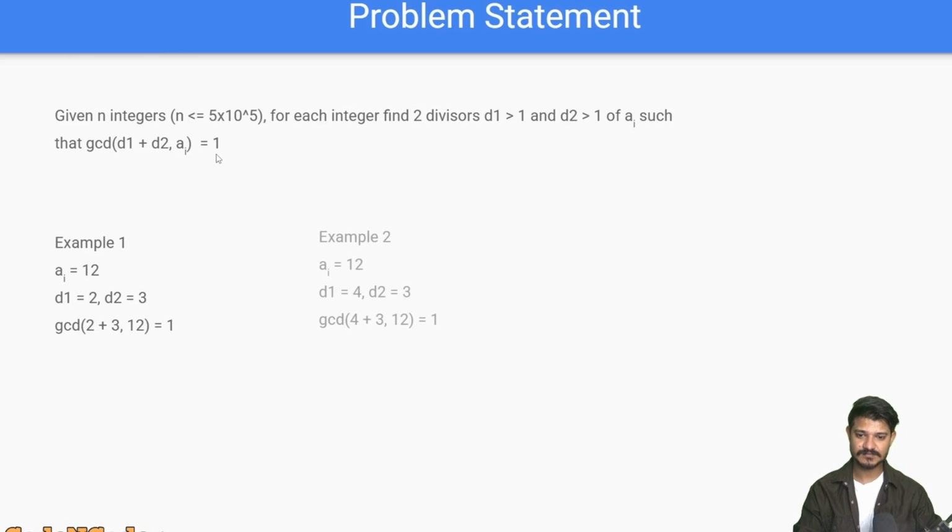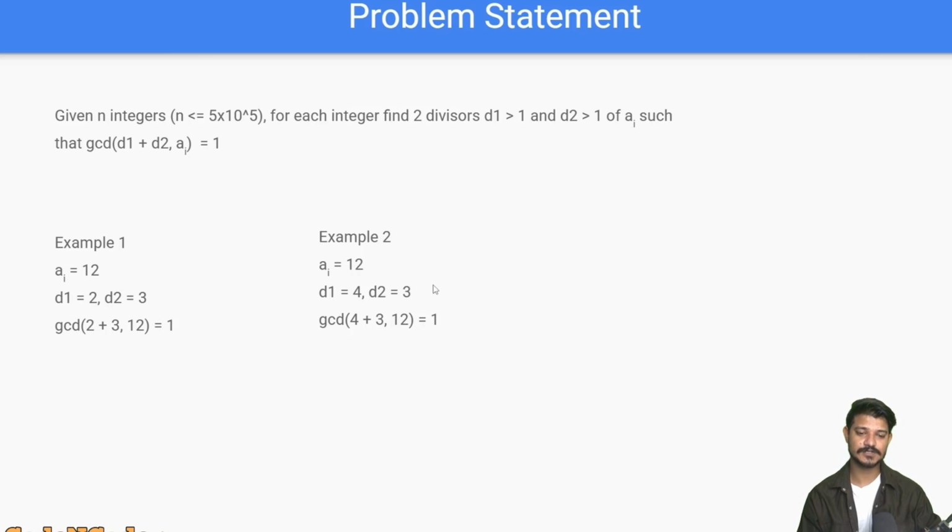Let's understand this using an example. Let's say the ith number is 12. I have given two examples here; there can be more. d1 and d2 could be 2 and 3. Both of them are divisors of ai, and d1 plus d2 is 5. The GCD of 5 comma 12 is 1, so they are co-prime. Similarly, you can choose d1 and d2 as 4 and 3. Both are divisors of ai, 4 plus 3 is 7, and the GCD of 7 comma 12 is again 1. So these two are valid answers.